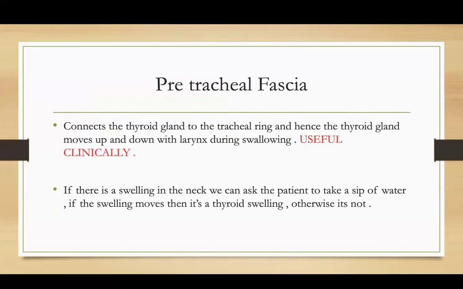So the pretracheal fascia, also known as the false capsule, connects the thyroid gland to the tracheal ring, and hence the thyroid gland moves up and down with the larynx during swallowing. So basically, it connects the thyroid gland to the trachea. And it's useful clinically because if there is a swelling in the neck, we can ask the patient to take a sip of water. And if the swelling moves, then it's a thyroid swelling.